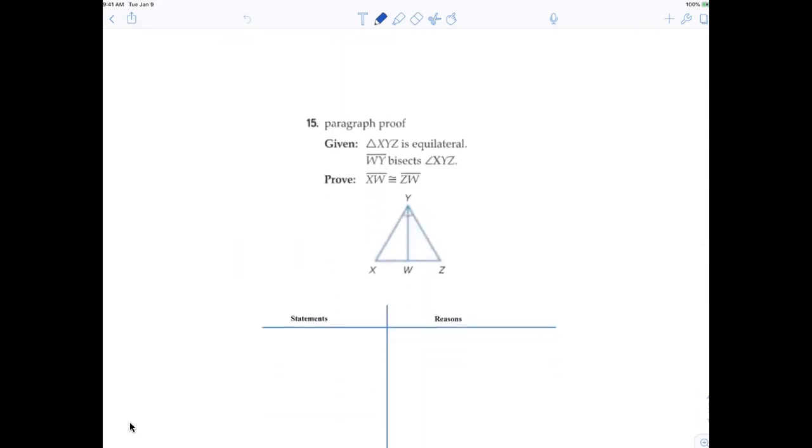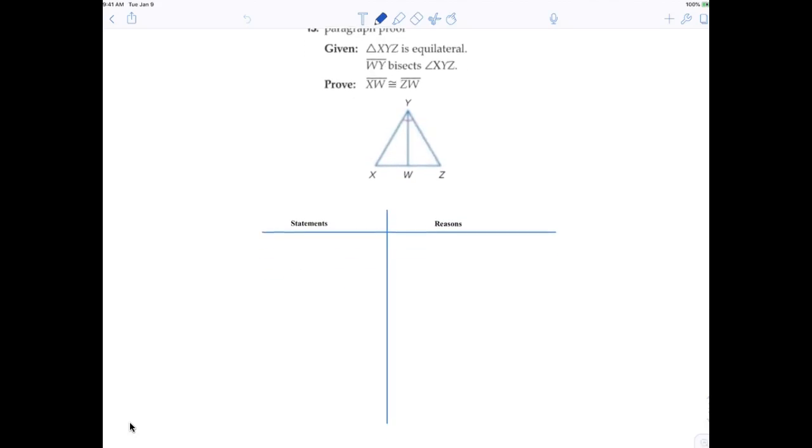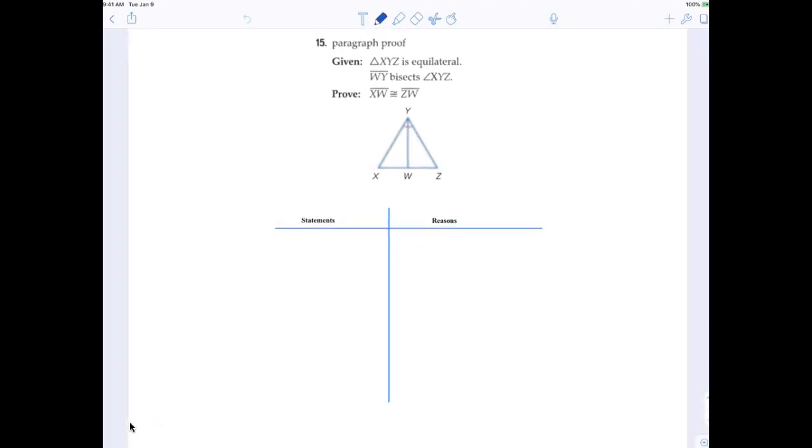What about 15? I'm not sure if we talked about equilateral, even though we've known it since probably 6th grade. Basic geometry. What does equilateral mean again? All sides. Yeah, all sides are equal. So if all sides are equal, you could say XY is congruent to YZ, definition of equilateral triangle, right? I mean, that was an easy one.